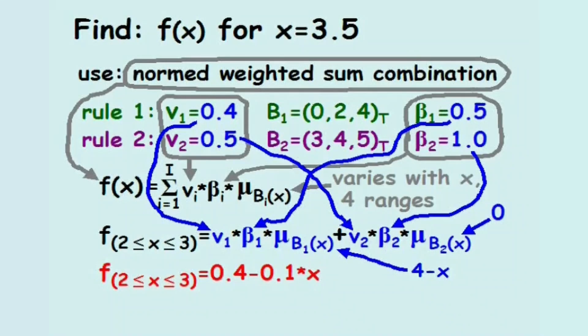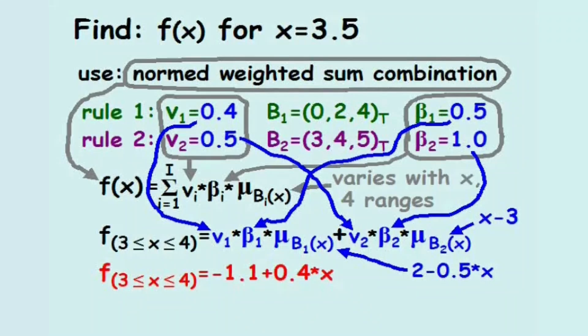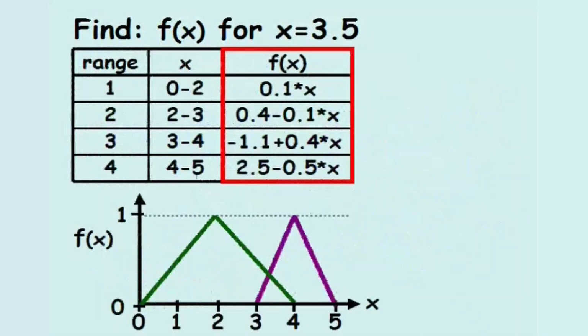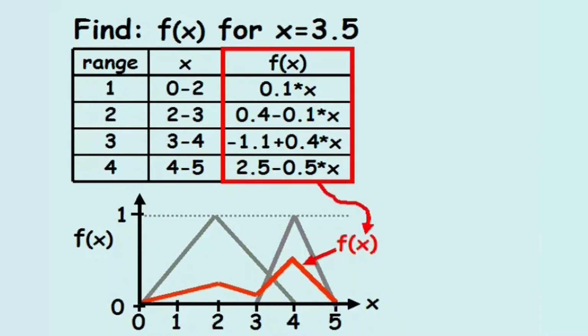When x is at least 3 and at most 4, f of x equals negative 1.1 plus 0.4 times x. And when x is at least 4 and at most 5, f of x equals 2.5 minus 0.5 times x. If we expand the table to include a column for f of x for each range, we can plot the function f of x for all 4 ranges.